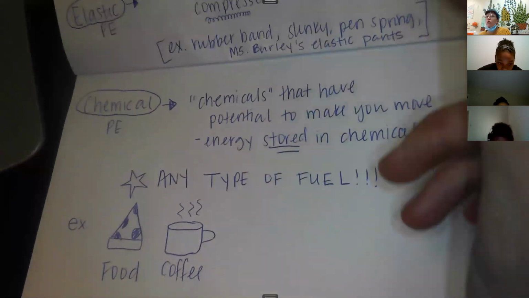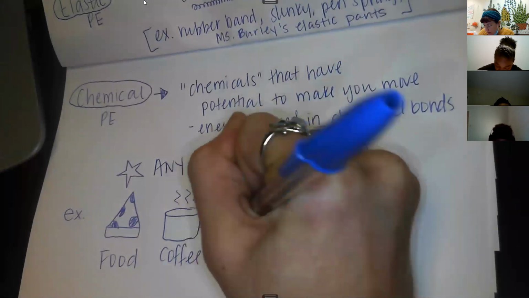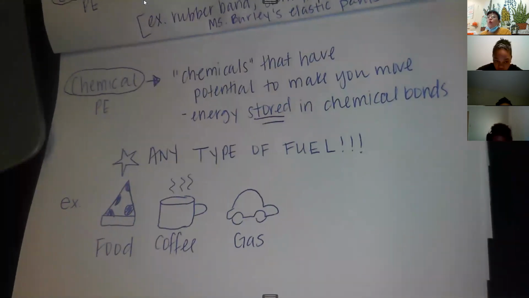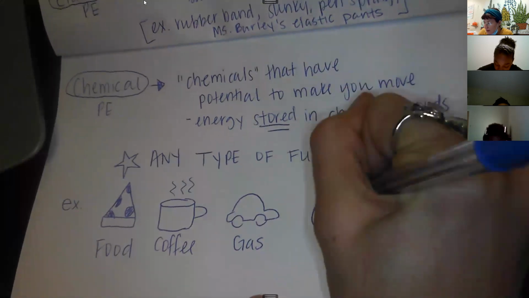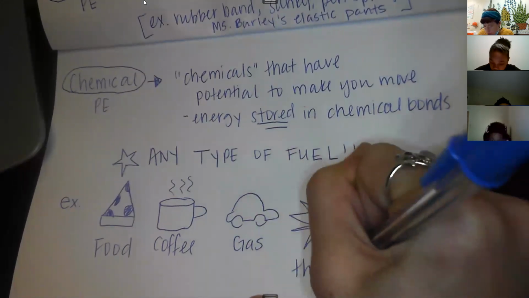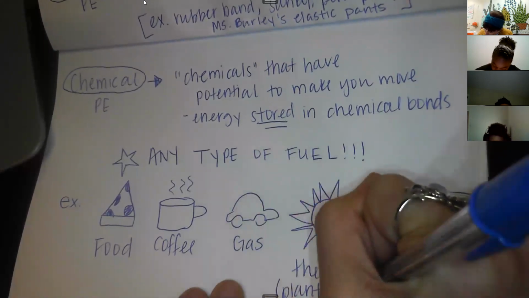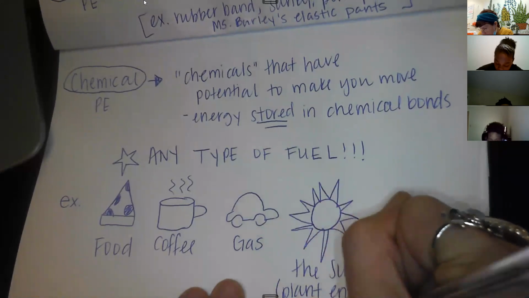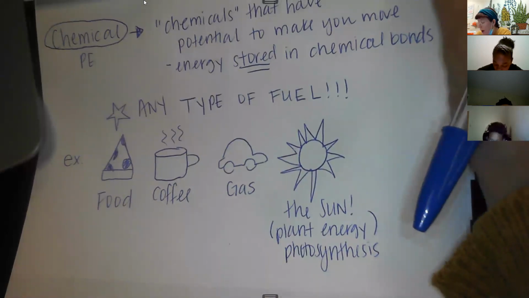What kind of fuel do I use to get to school? Gasoline. What kind of fuel do plants use? The sun. Through photosynthesis. What about your phone? A battery.